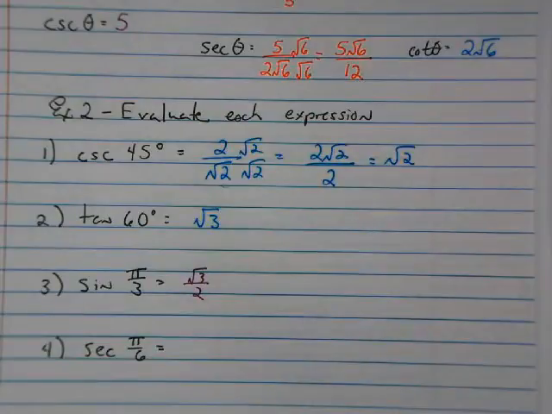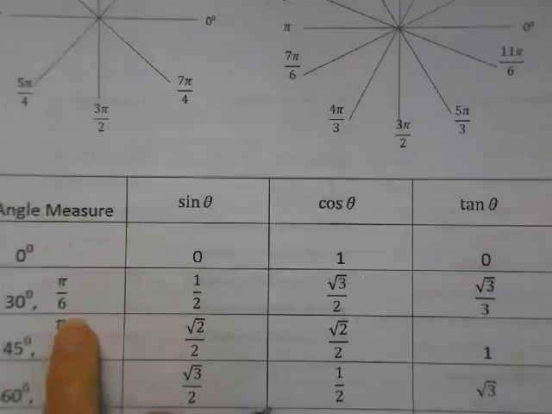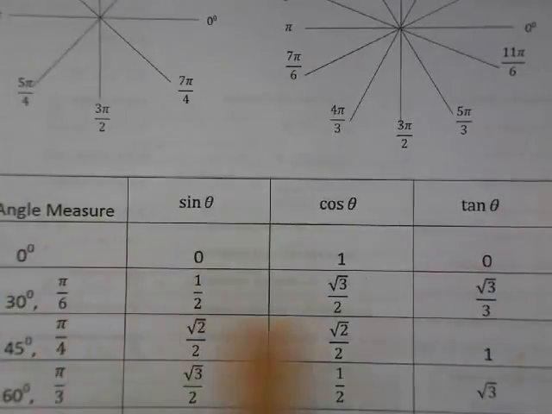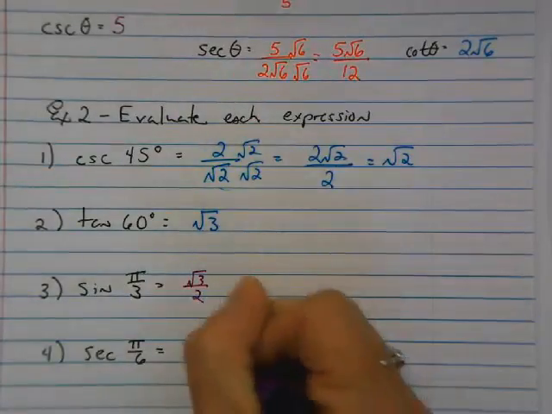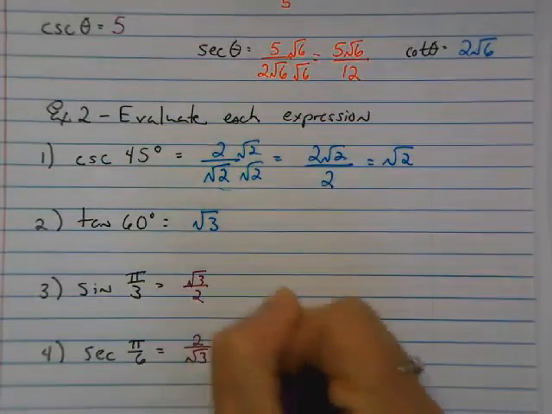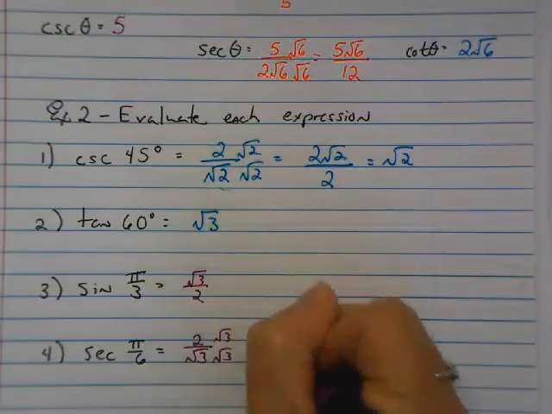Alright, so pi over 6, and we're dealing with secant, which is the reciprocal of the cosine, so it's going to be 2 over the square root of 3. Let's clean this up, and you get 2 square roots of 3 over 3. Alright, so far so good.